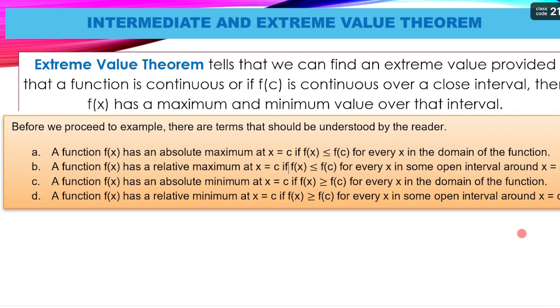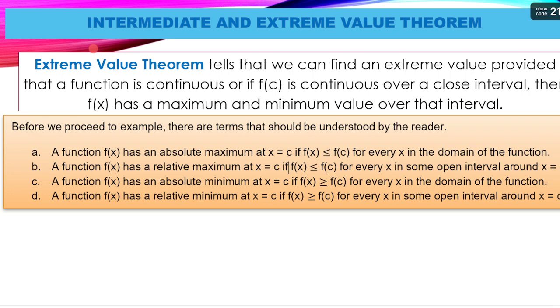What is the extreme value theorem anyway? This tells us that we can find an extreme value provided that a function is continuous. If f is continuous over a closed interval, then f of x has a maximum and minimum value over that interval. That's why it is extreme, meaning extremely high, extremely low, the maximum or the minimum. So we call them maximum and minimum.